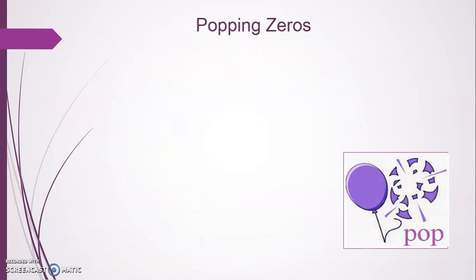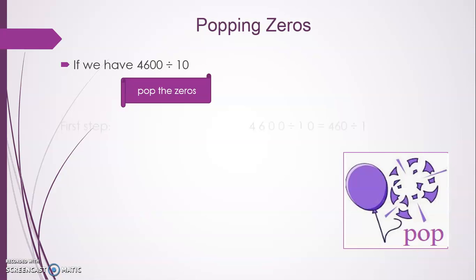Wow, popping zeros. Look how nice this is. If we have 4,600 divided by 10, first pop the zeros. Means 1 zero from the first number will pop with 1 zero from the second number. What do we still have? We still have 460 divided by 1.